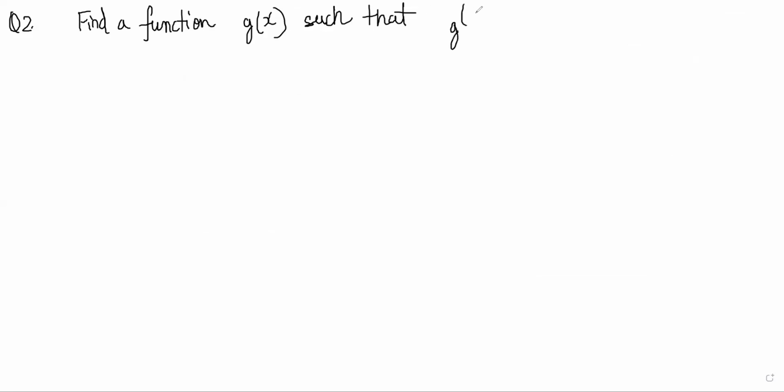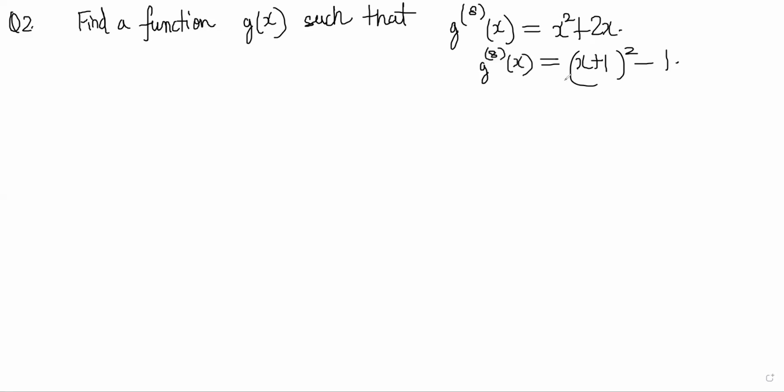Next question is this one. Question 2. You have to find a function g of x such that g of 8 of x is equal to x square plus 2x. Now, this function is clearly x plus 1 whole square minus 1, by the way.